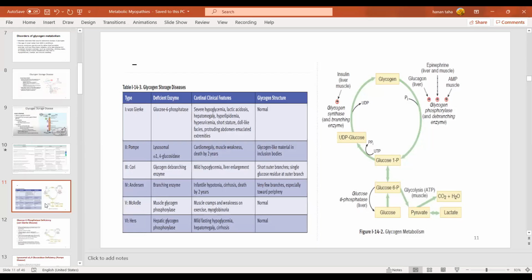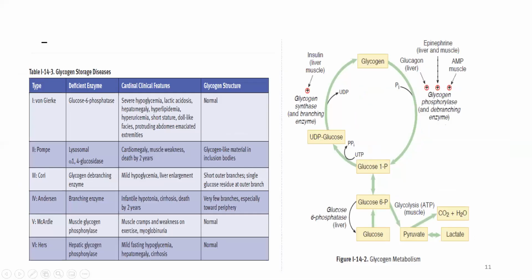Here, Andersen disease, the problem is in the branching enzyme. Now we come to McArdle disease, where the problem is in the glycogen phosphorylase. Here, the glycogen phosphorylase. There is a phosphorylase enzyme, one in the liver and one in the muscle. In McArdle disease, the problem is in the muscle glycogen phosphorylase, or the glycogen degradation pathway. So he suffers from muscle cramps and hypoglycemia. The glycogen structure is normal.